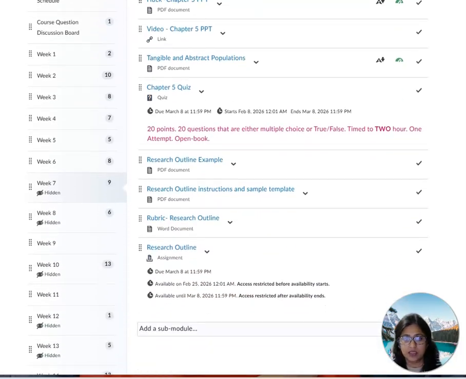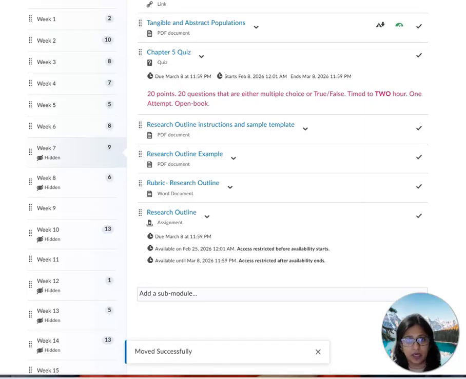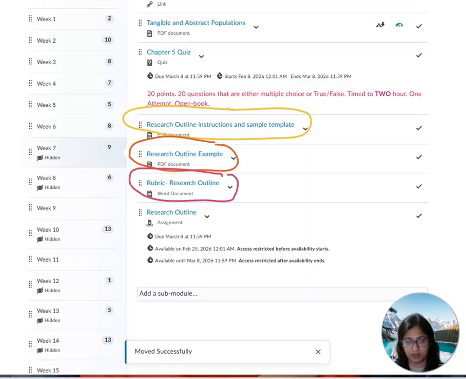The second thing that you're doing this week is making your outlines. What I have done for the outline, and I'm going to move this one on the very top, is I have your instruction and a sample template here. I have created an outline example, what it would look like for you. And then I have also put in the rubric. It is for 10 points.